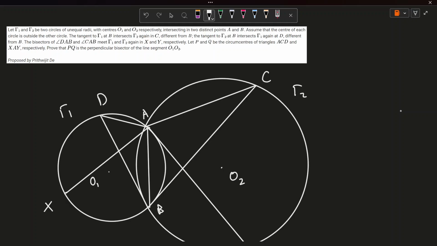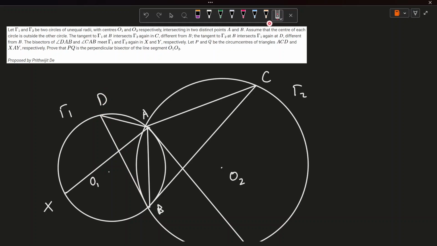Gamma 1 and gamma 2 be two circles of unequal radius with centers O1 and O2 respectively intersecting at two distinct points A and B. Okay, so this is A and this is B, intersects at A and B. The tangent to omega 1 at B, so basically this is the tangent to omega 1 at B, intersects omega 2 again at C. So this is point C, and the tangent to omega 2 at B, which is this line, intersects omega 1 again at D. So this is D, different from B.